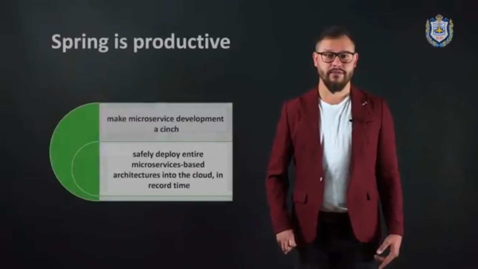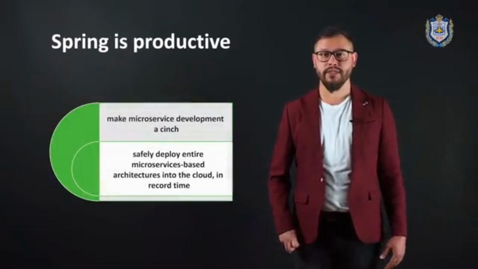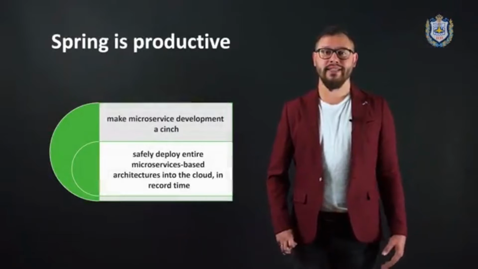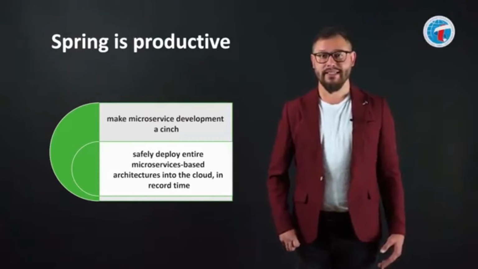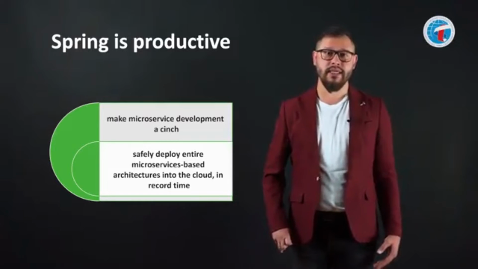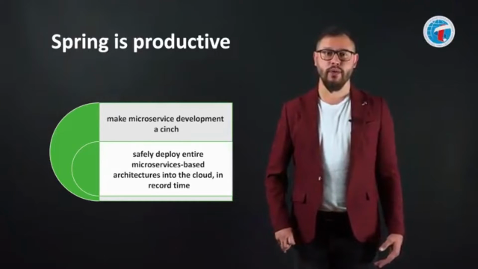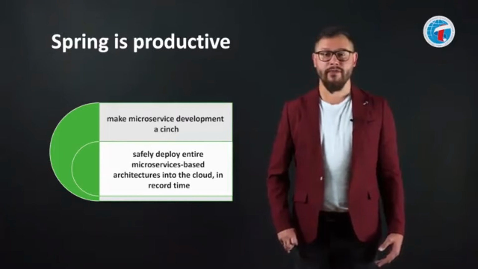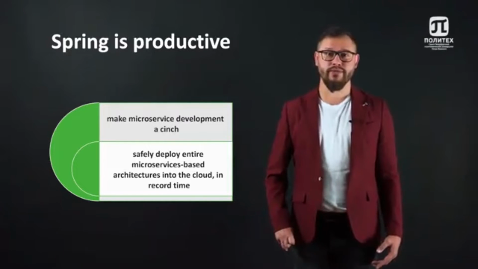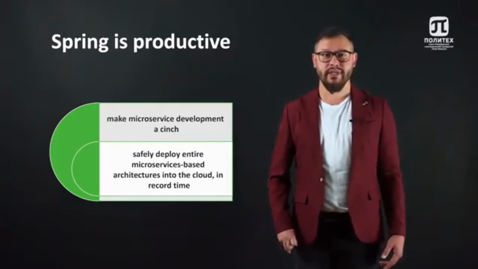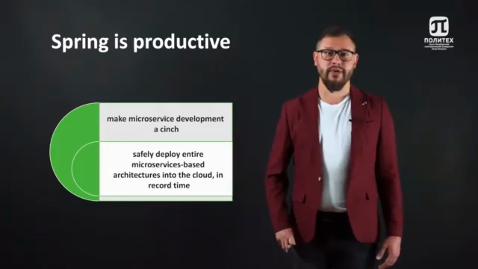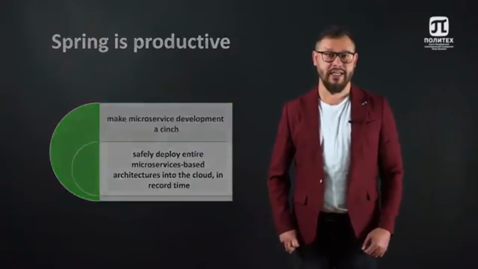Spring is productive. Spring Boot transforms how you approach Java programming tasks, radically streamlining your experience. Spring Boot combines necessities such as an application context and an auto-configured embedded web server to make microservice development a cinch. To go even faster, you can combine Spring Boot with Spring Cloud's rich set of supporting libraries, servers, patterns, and templates to safely deploy entire microservices-based architectures into the cloud in record time.